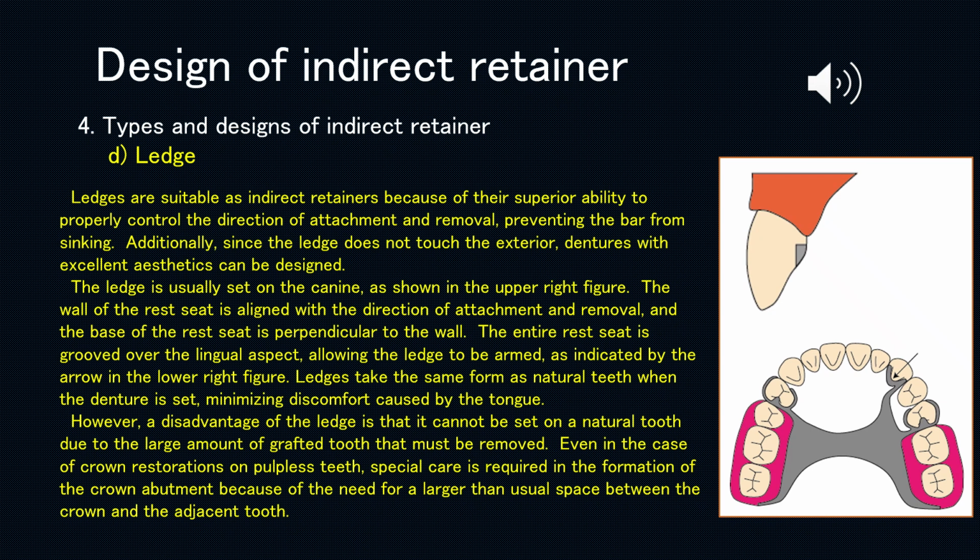Four. Types and designs of indirect retainer. D. Ledge. Ledges are suitable as indirect retainers because of their superior ability to properly control the direction of attachment and removal, preventing the bar from sinking.